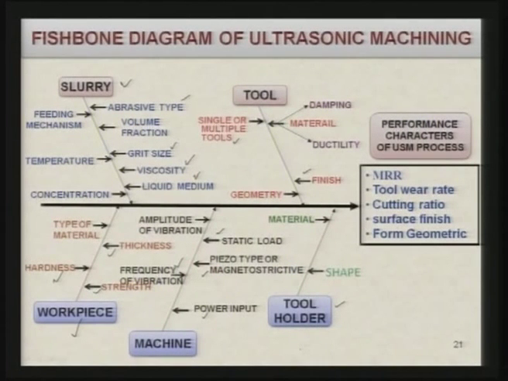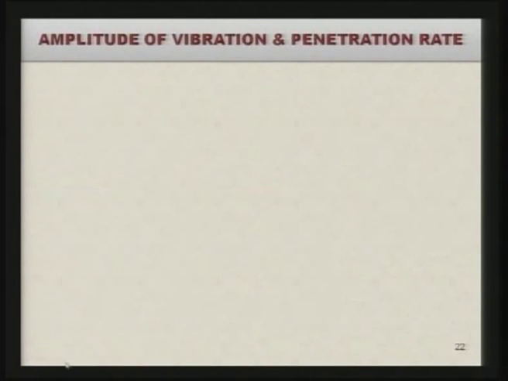Now, the question arises: in what way are you going to evaluate the performance of the ultrasonic machining process? As I have mentioned earlier also, you can evaluate the performance of the process in terms of material removal rate, tool wear rate, cutting ratio, which is nothing but the ratio of the material removal rate and tool wear rate, we will see later on, surface finish and the form geometry that you are obtaining.